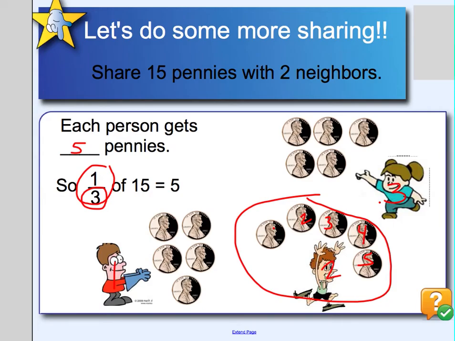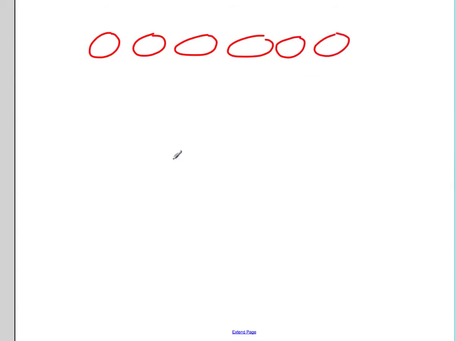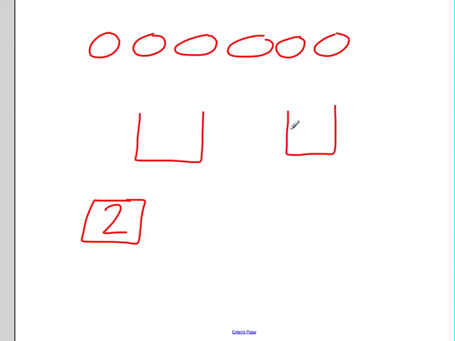Now let's do one last problem here. Let's pretend that I have, we'll just make some circles here. If I have, we'll do 6 circles here that I want to share between 2 people. The easiest way to figure this out is that number 2 tells us how many buckets we need to have. So if I make a bucket here and a bucket here, now it tells me I've got 2 buckets.